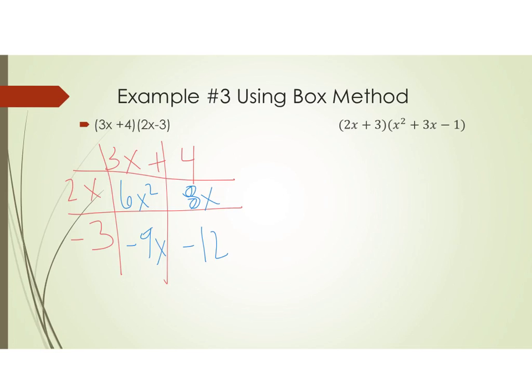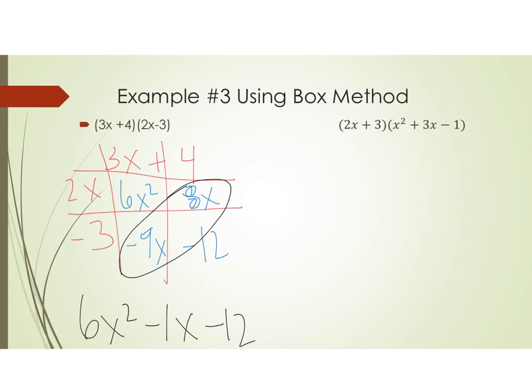The cool thing about this is it's already in descending order, starting from the top, and the diagonals are your like terms. So I start at the top with 6x squared, combine my like terms of negative 9x and 8x to be negative 1x, and last negative 12.